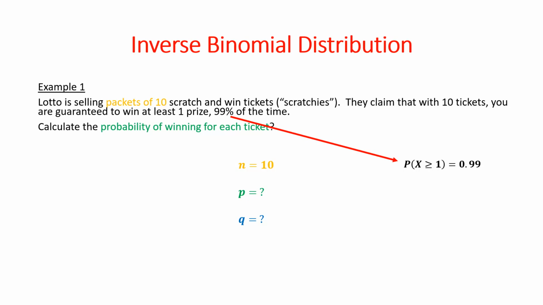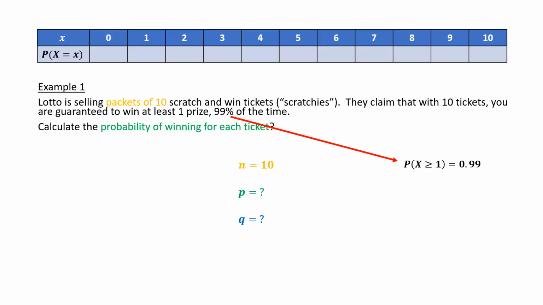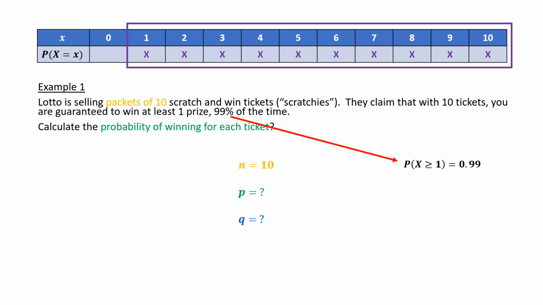Don't get sucked in with this 99%. That's not p. This represents the probability of X being greater than or equal to 1, which is winning at least one prize 99% of the time. So if I did my probability distribution table, X represents how many prizes you win. You could win no prize, one prize, two prizes, all the way up to winning 10 prizes. And this 99% here represents winning at least one prize, so winning one or more prizes. So all these probabilities here will all add up to 99%.